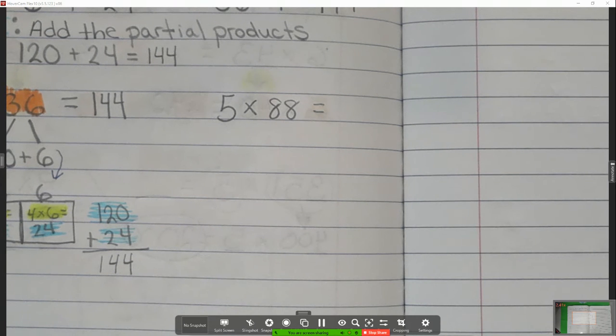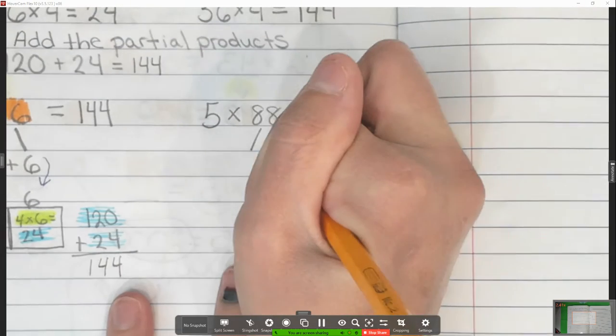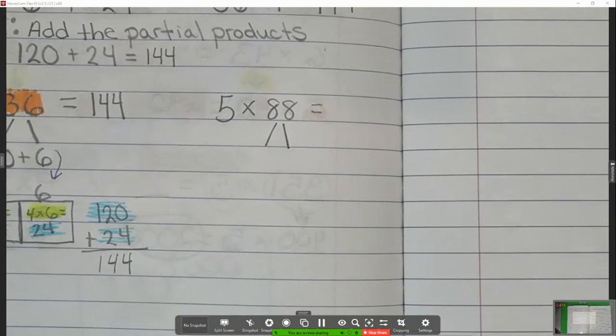The first step I need to go ahead and do is I need to look at the greater factor and I need to go ahead and expand it. So which one's the greater factor? 5? If you say 5, give me 1. Or 88. If you say 88 is the greater factor, give me 2. Natalie, which one's the greater factor? Is it 5? Give me 1. Or is it 88? Give me 2. Perfect. I'm going to go ahead and expand 88.